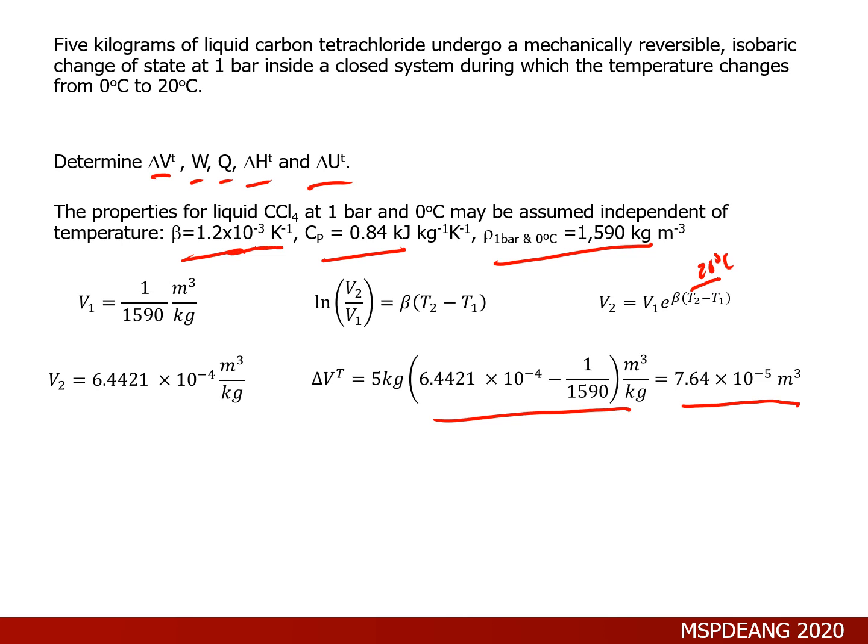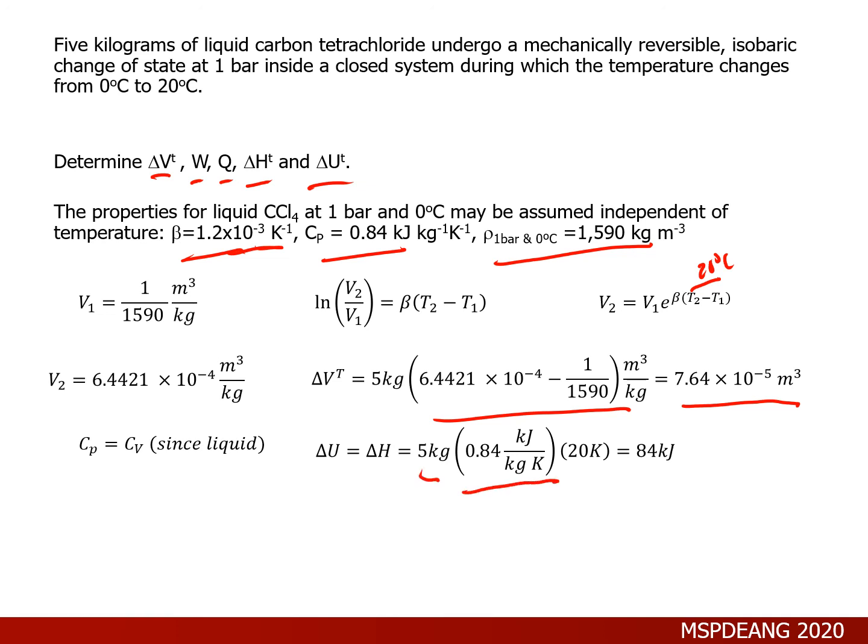Okay, so now for liquids, recall from our heat capacities, okay, that the CP and the CV of a liquid is the same or identical. So isa lang yung heat capacity natin for liquids. So therefore, delta U and delta H are identical, which is just C delta T. Okay, so 5 kilograms, the total mass, times the heat capacity, times delta T, and the total change in internal energy and enthalpy are equal to 84 kilojoules.